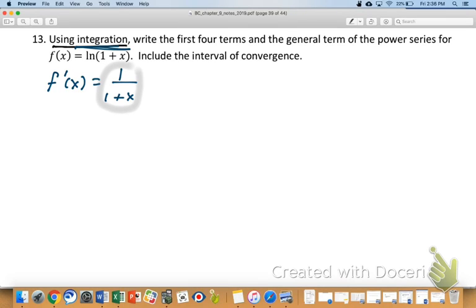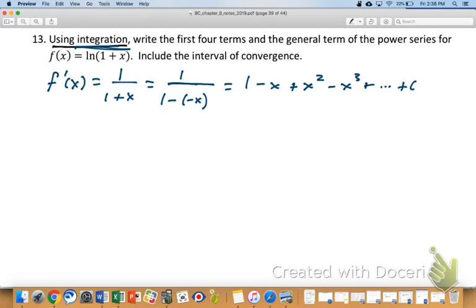So normal geometric wouldn't have the plus, it'd be minus. So maybe you would write this as really 1 over 1 minus negative x. And then realize that it's simply a negative x substituted into the geometric series. So it'd be 1 minus x plus x squared minus x cubed plus dot dot dot plus negative 1 to the n, x to the n. Right? And then once you get there, you could arrive at this idea.